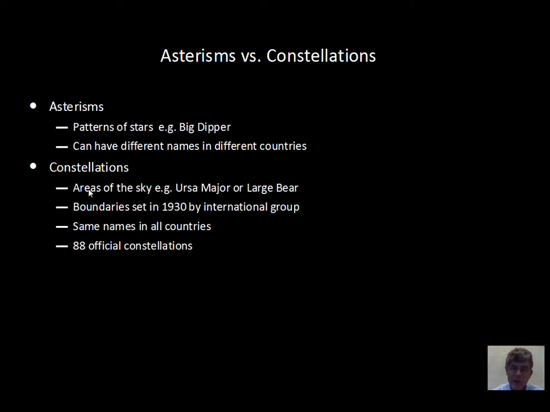There are 88 of these official areas of the sky. They're not all the same size. Just like the United States, the states are not all the same area. All countries, though, do follow the list of official constellations.